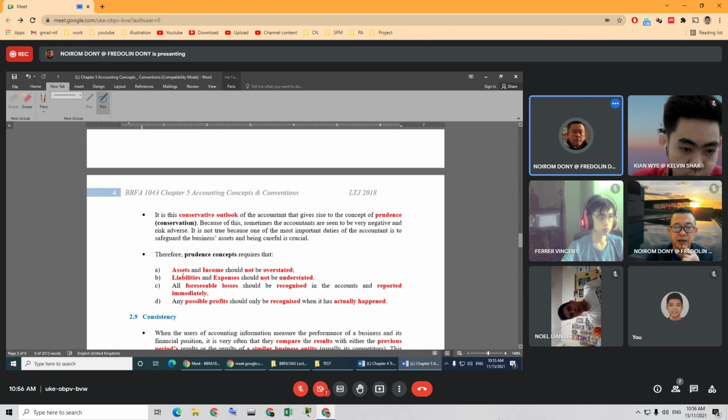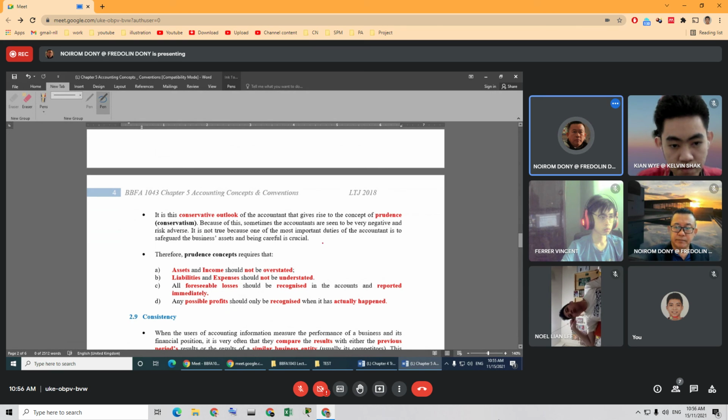But if we have future sales that are not confirmed yet, we don't provide, because that is under income, isn't it? So we cannot overstate the income if it's not confirmed. But if it's a liability, we should provide, so that all foreseeable losses are recognized in the accounts and reported immediately. Any possible profit should not be recognized, because it will only be recognized when it actually happens. If it's not confirmed yet, we don't record. Okay, that is the prudence concept.